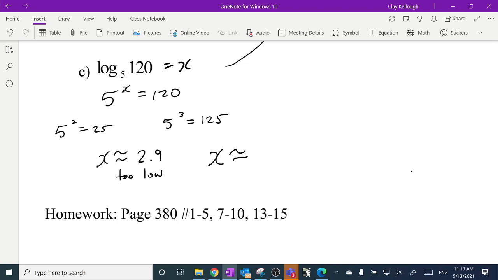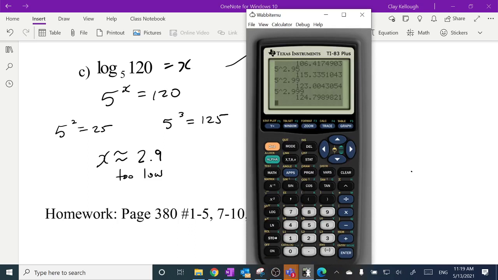Oh, right. I'm sorry. I was trying to get to 120. Let me try that again. Thank you for letting me know that I was going the wrong way here. Let me start that over. So 5 to the power of 2.95 was 115, so not enough. Clear. 5 to the power of 2.99. That's better. That's pretty good.